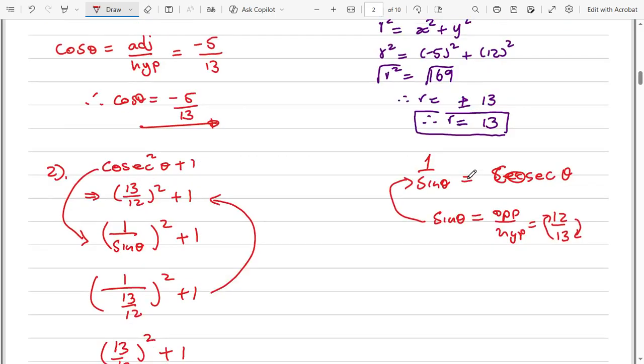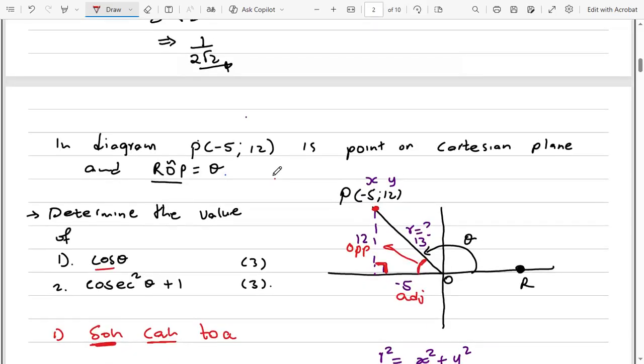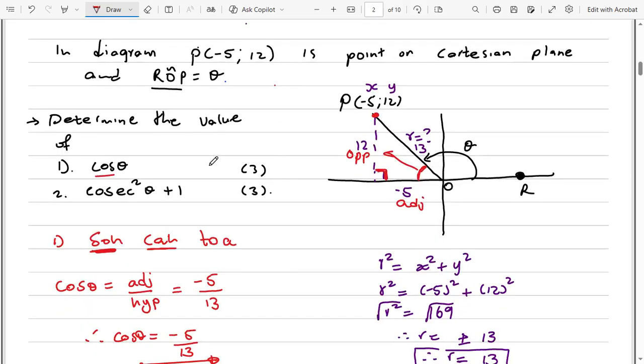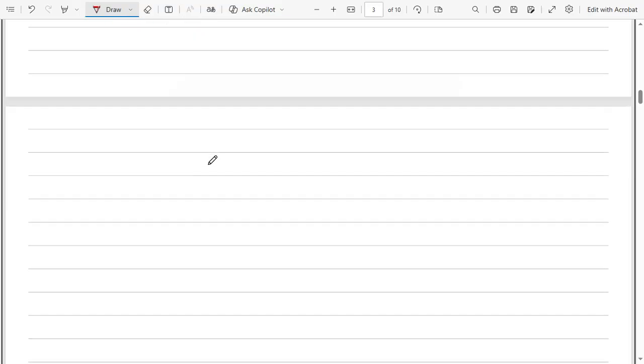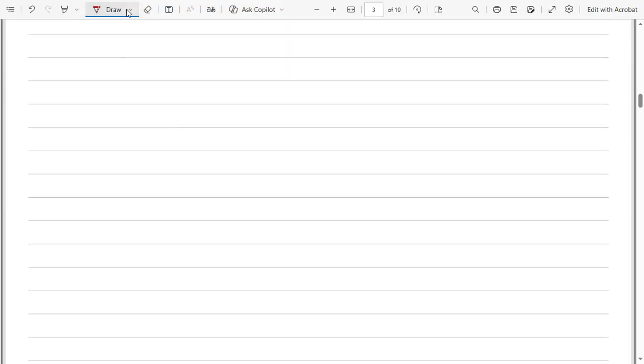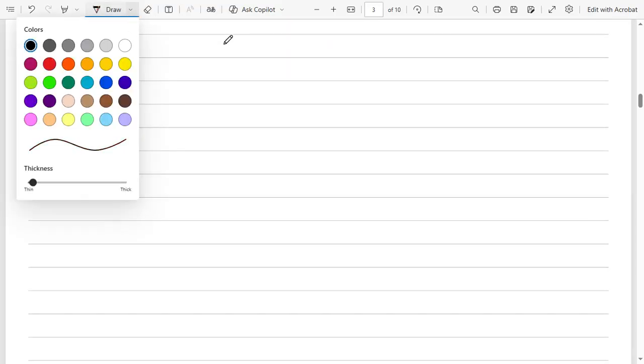Do you understand how we solve these two questions? So these questions have to do with drawing the diagram. Now, let's move to where you'll have to solve for theta.